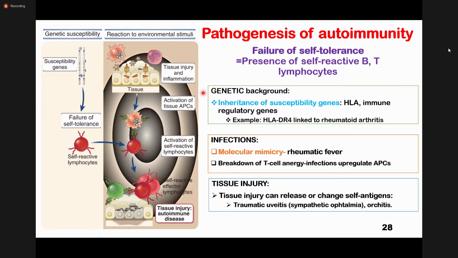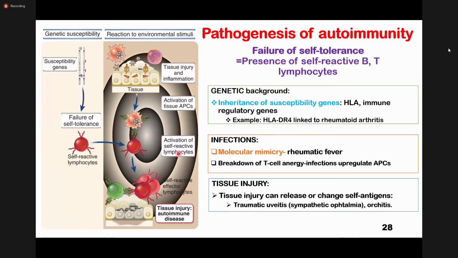If you look at this picture, number one is genetic susceptibility. Genes really play a role in the failure of your immune tolerance. If you have some predisposition, inheritance of susceptibility genes, for example HLA or immune regulatory genes, this causes a failure in your immune tolerance. Your immune system's self-tolerance is broken down, so there is activation of APCs and activation of reactive lymphocytes, and then you have tissue damage and autoimmune diseases.